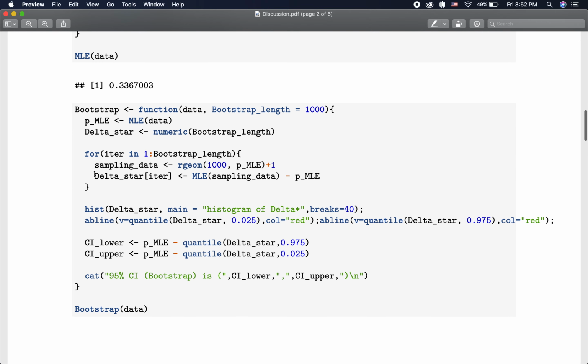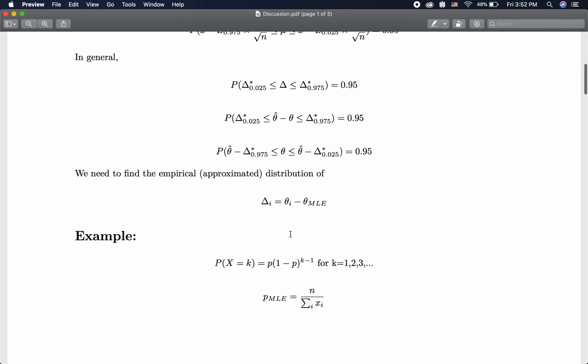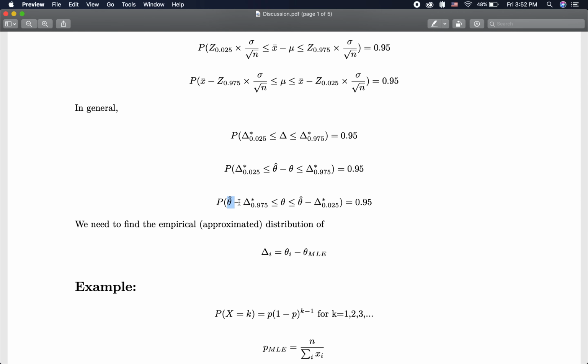Okay, so after getting the 1,000 delta I, these two lines are just to plot the histogram to show the empirical distribution of delta I. Now we are going to construct the confidence interval for theta, which is our parameter of interest. The confidence interval for that is the MLE minus the 0.975 quantile of delta as our lower bound, and the upper bound is the MLE minus the 0.025 quantile.